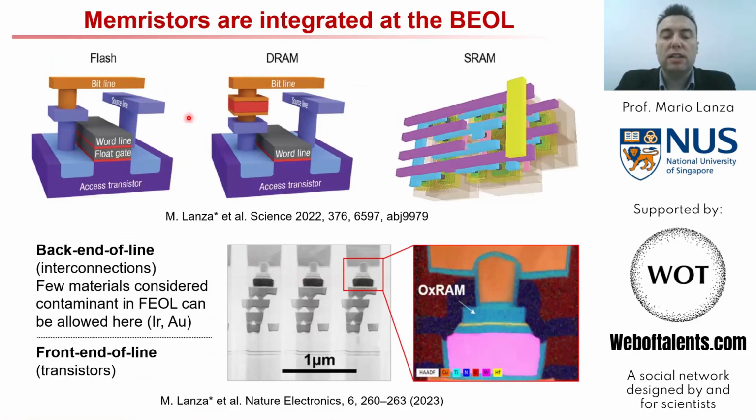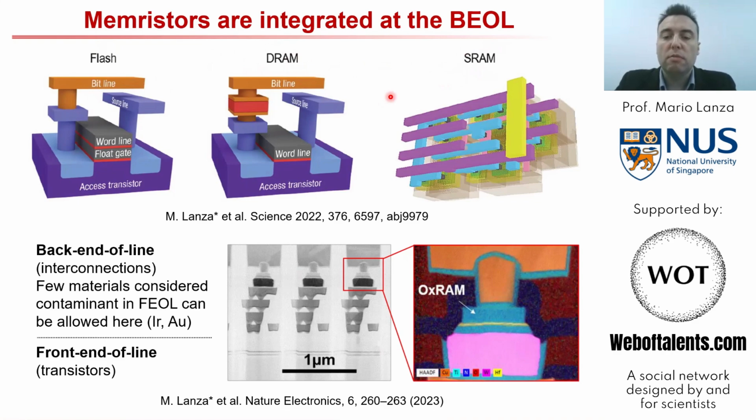Here you can see the structure of the flagship electronic memories that are being now commercialized. This is the structure of the non-volatile flash memory, and this is the one from the volatile dynamic random access memory and volatile static random access memory. All of them are built upon transistors, meaning that this has to be fabricated in the foundry because these front-end of line processes are very complicated and expensive.